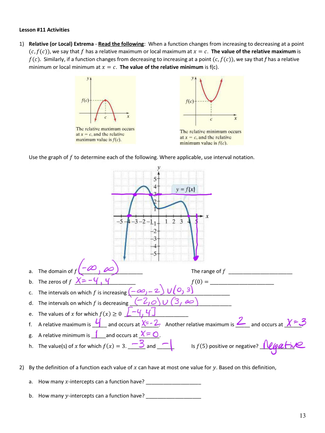By the definition of a function, each value of x can have at most one value for y. Based on this definition, how many x-intercepts can a function have? You can have infinitely many. When you look at our example up here, we have 2 x-intercepts. This does not violate the idea of a function.